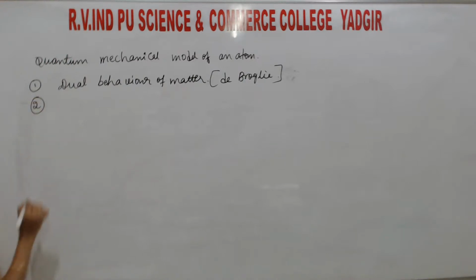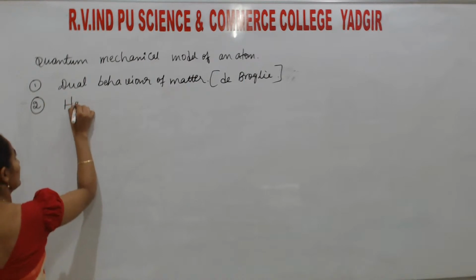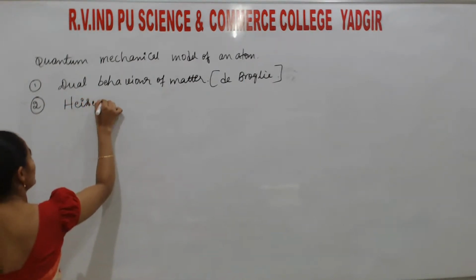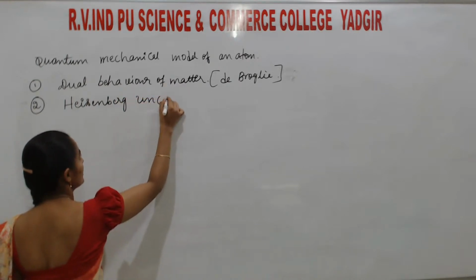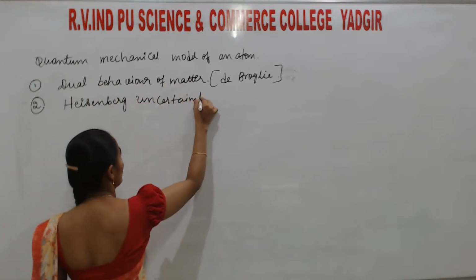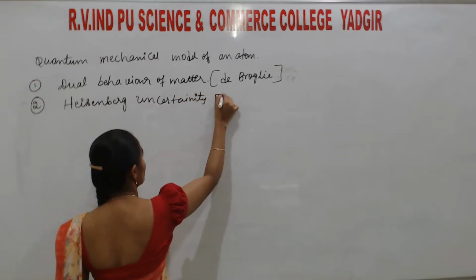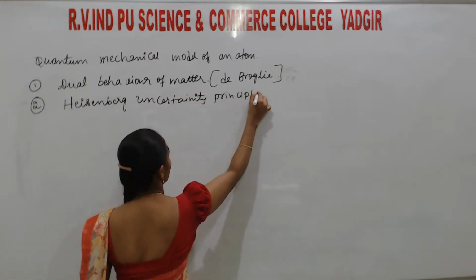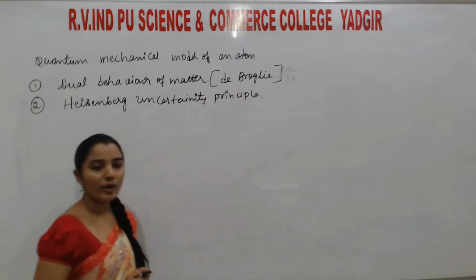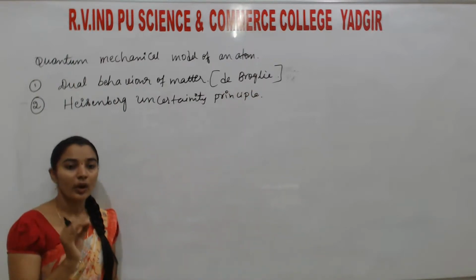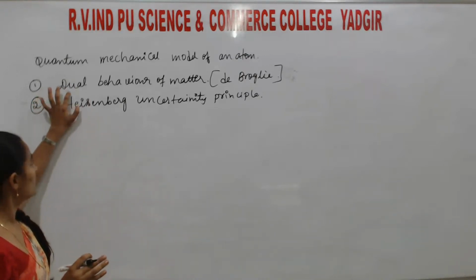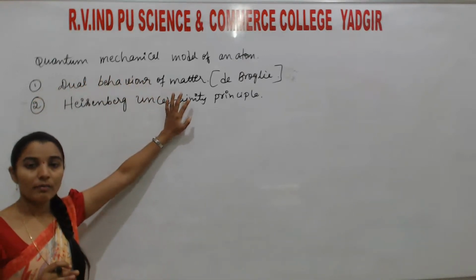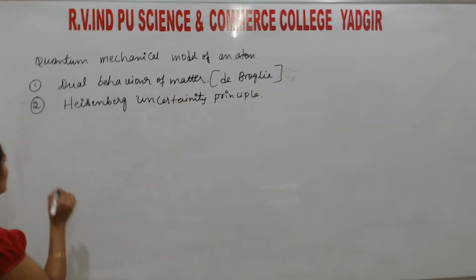Next, the second leading point is the uncertainty principle. These two are the main leading points for the development of the quantum mechanical model. Okay, so listen, I am going to start first with dual behavior of matter. Okay, so first one.